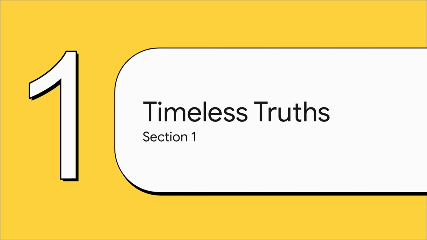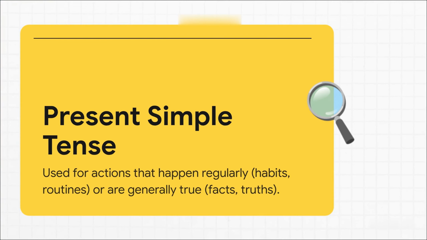Before we even touch the grammar rules, it's super important to get the why. Why do we even have this tense? Well, it's for talking about the constants in our world and in our own lives. So here's the official definition, if you will. The present simple is our go-to for anything that happens on the regular, like a habit, or anything that's just a straight-up fact. It's the tense we use for routines, for truths, for constant states. Simple, right? But so powerful.